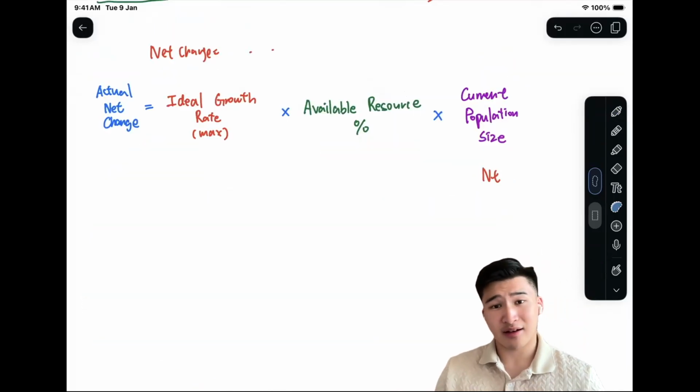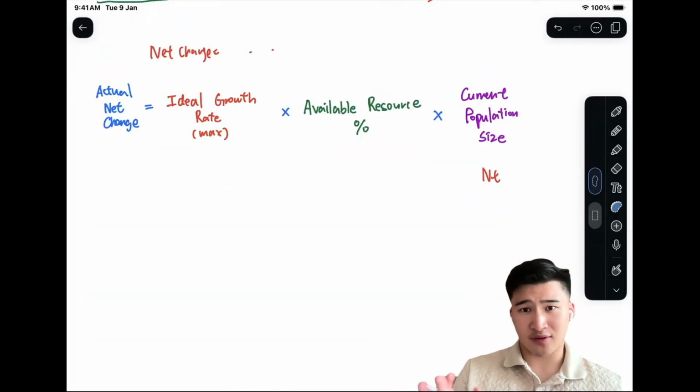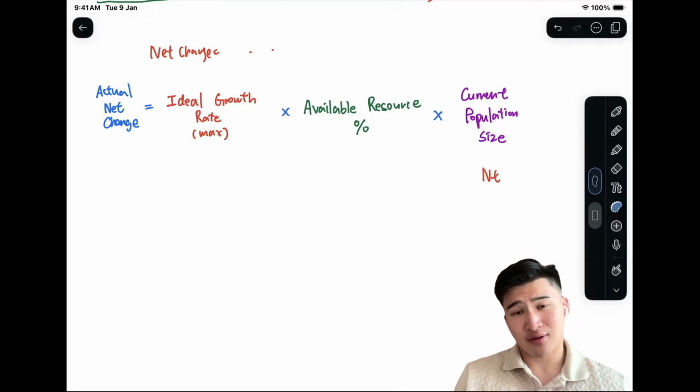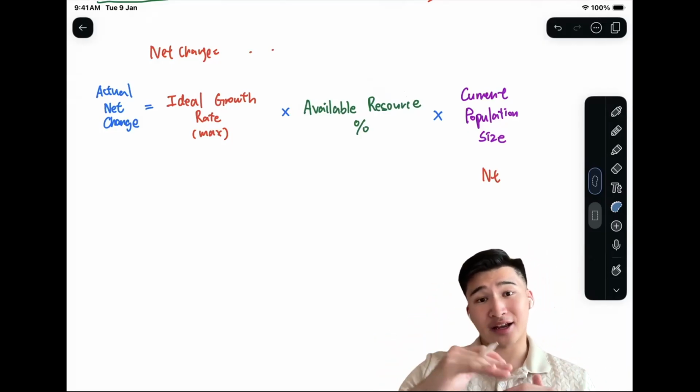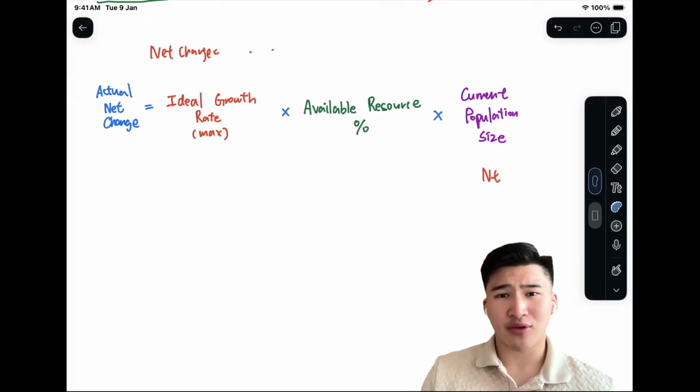Now you might be asking, a net change should have a positive difference as well as a negative difference, right? When the birth minus the death is higher, there should be a negative net change. And how do we show that?